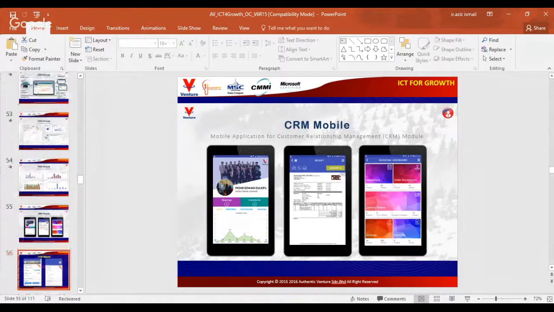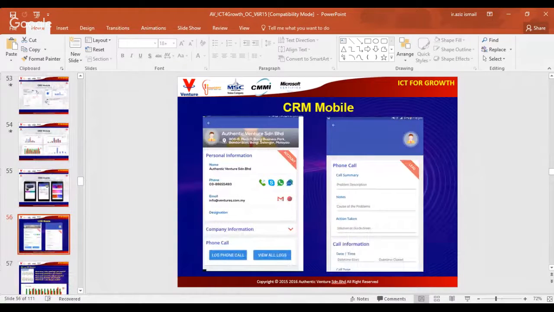So your salespeople can respond to customers immediately. This is a key success factor for the salespeople, to be able to respond fast.